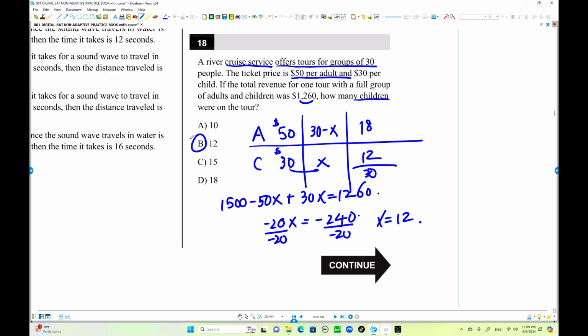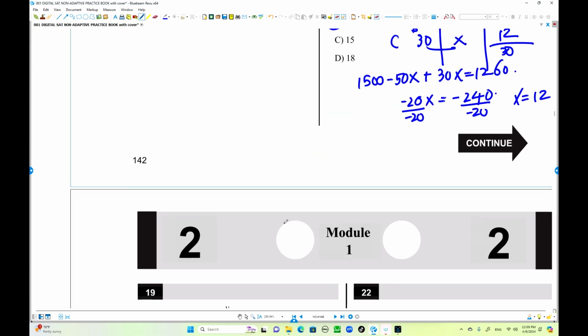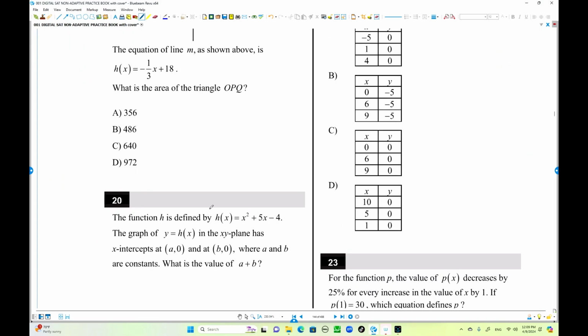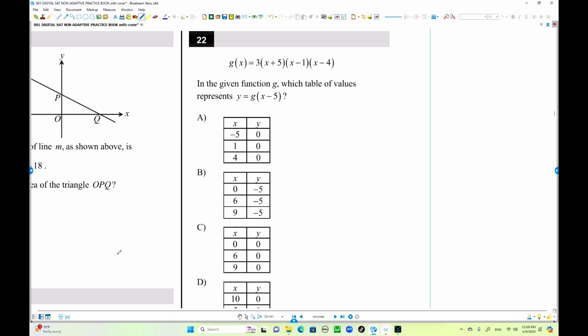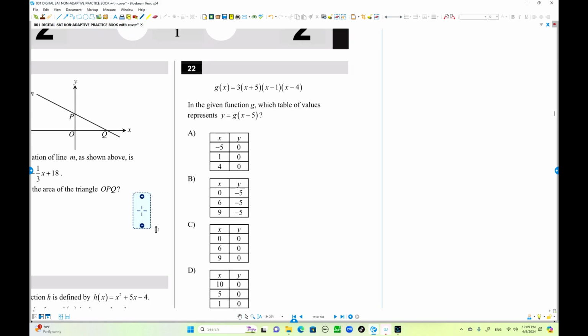Now we're going to move on to number 21. This is an easy one, very popular questions over here.